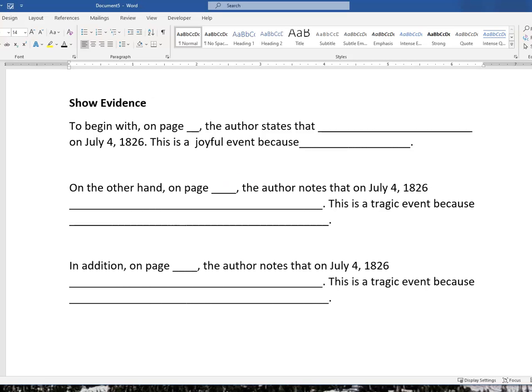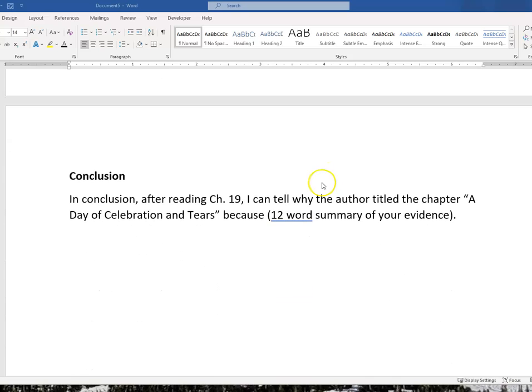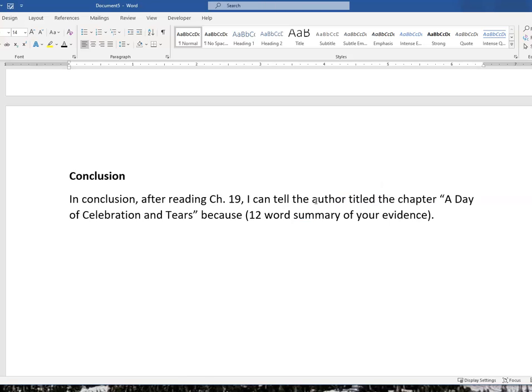The next thing I'd like you to do after you've got that is I want you to write a conclusion. And a conclusion, here's a model that I'd like you to do. In conclusion, after reading chapter 19, I can tell why the author titled the chapter A Day of Celebration and Tears because, and give me a 12-word summary of the last three pieces of evidence that you gave me. So I want you to write, after the word because here, a 12-word summary of the evidence that you put in the last three examples.